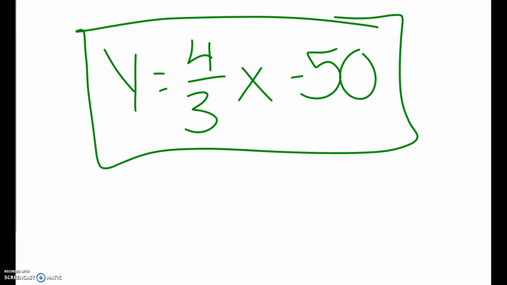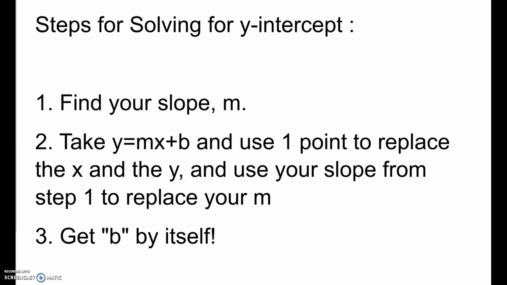And last but not least, guys, I want you to pause it here and write this down in your notebook. This is exactly the steps I just did, but written out for you to copy down.